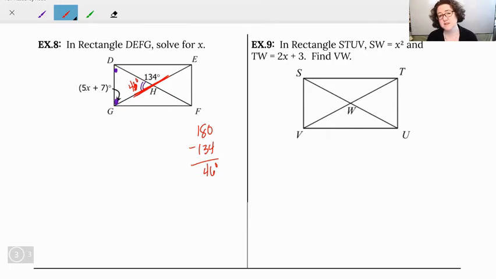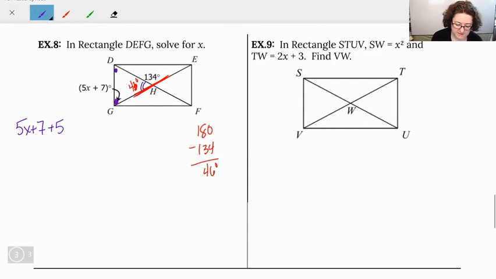All the angles in every single triangle always add up to 180 degrees. So I can add 5x plus 7 plus 5x plus 7 plus the 46 that we just figured out. And those all add up to 180 degrees for the interior angles of a triangle. Combine your like terms. We have a 10x plus a 7 plus a 7 plus a 46, aka 60.